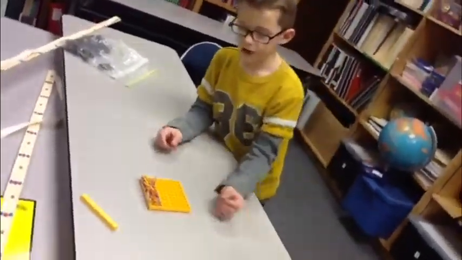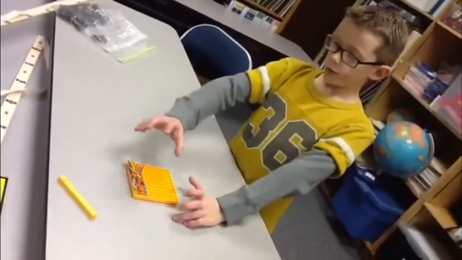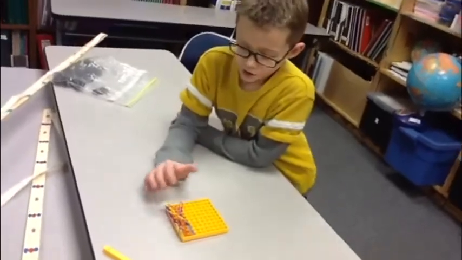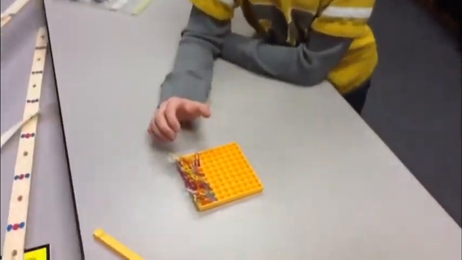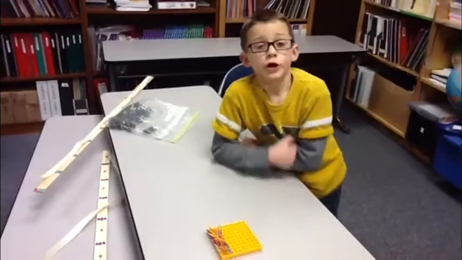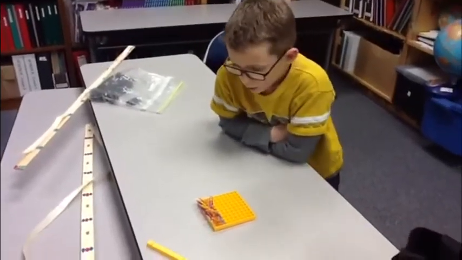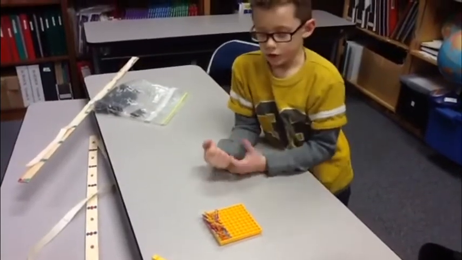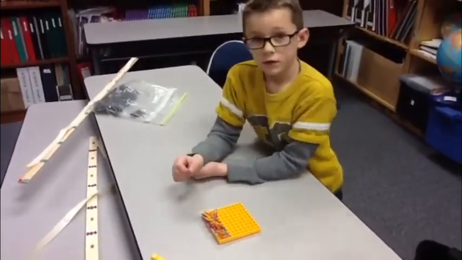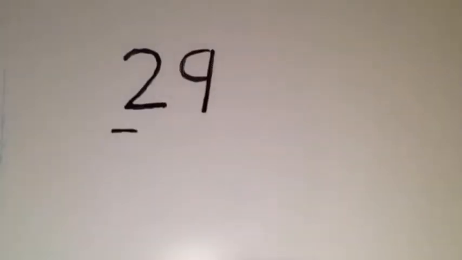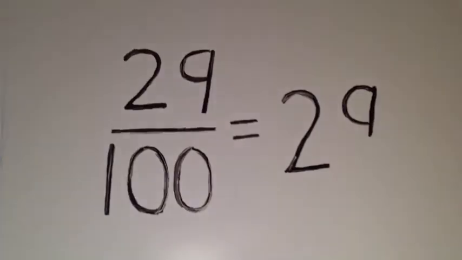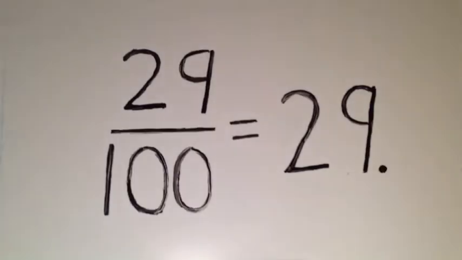We had them all mixed up, so we put them all together, and then we counted the rows, and we got 29 out of 100. So a decimal for that is 0.29. When you divide by 100, you move the decimal.